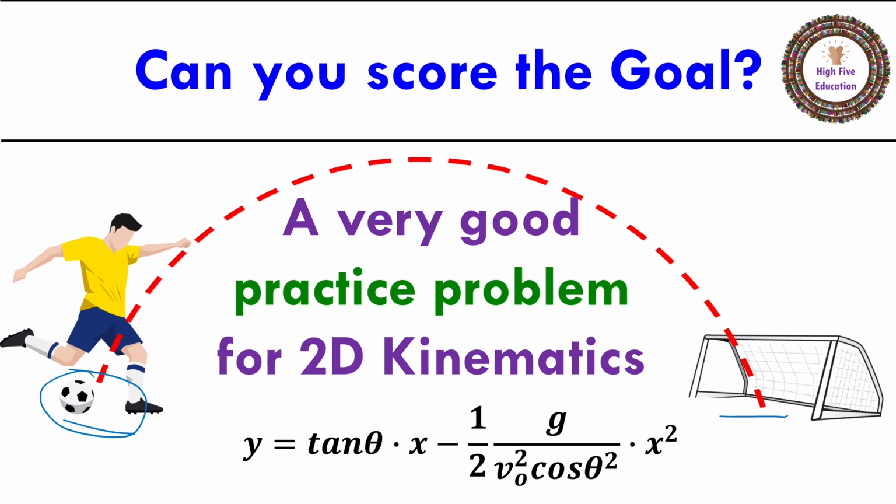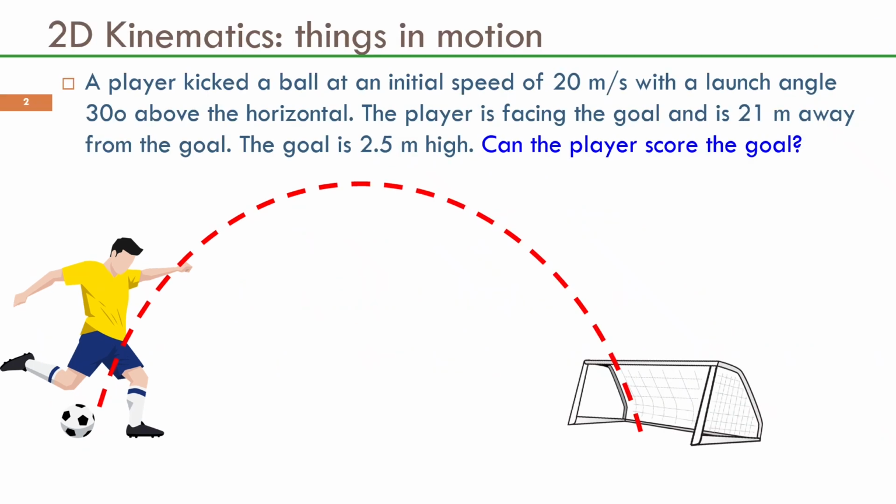And today, let's use the knowledge from 2D kinematics to work on a very good practice problem. Alright, let's get into it. So let's say the question is set up like this. A player kicked the ball at an initial speed of 20 meters per second with a launch angle of 30 degrees above the horizontal. The player is facing the goal, 21 meters away from the goal, and the goal is 2.5 meters high. Can the player score the goal with this velocity and with this launch angle?